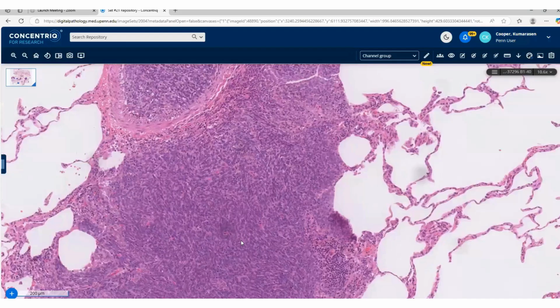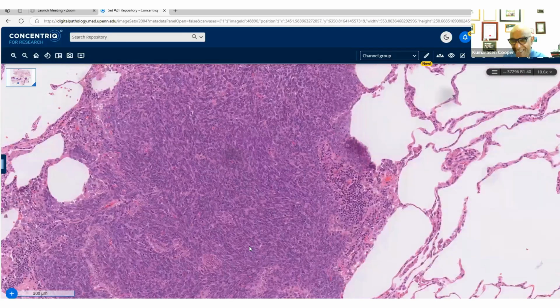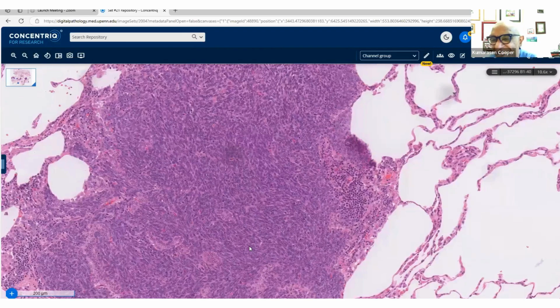Could it be a pulmonary artery intimal sarcoma? That's a great thought. Pulmonary artery. That's Brendan Price. I can see the names. Yes, thank you. I appreciate that. That's a very good thought.